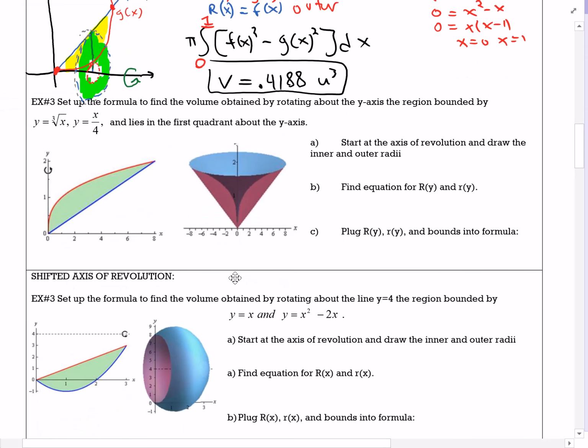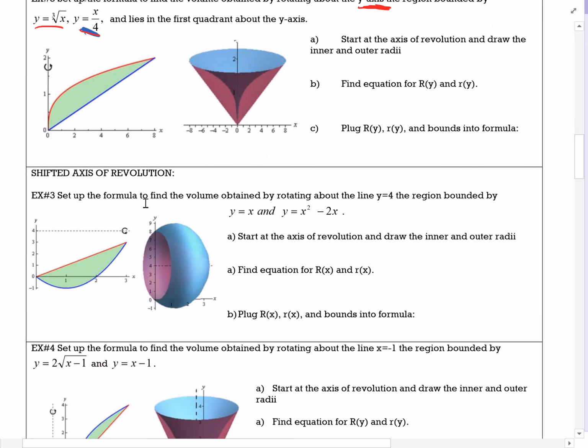Okay, in the next example, it's a little bit different. We are rotating about the y-axis in this case, and our function is bounded by y equals the cube root of x and y equals x over 4. So it's important to identify which one's which. Well, the blue one is the line, and the red one is the cubic one there, right?